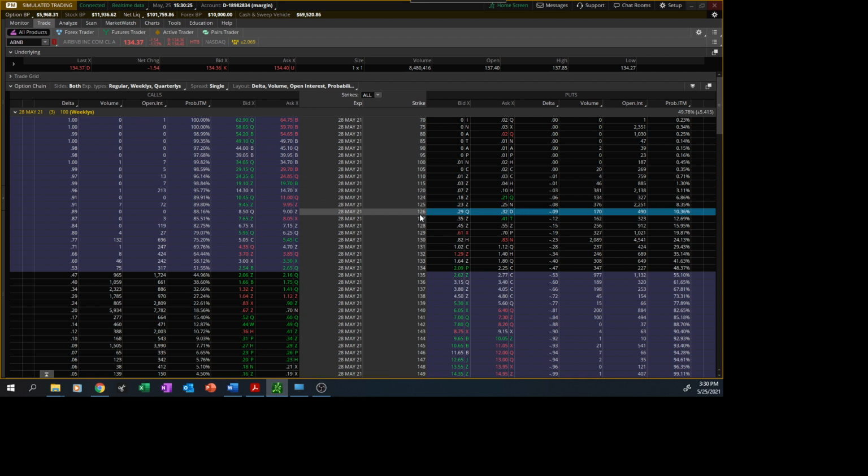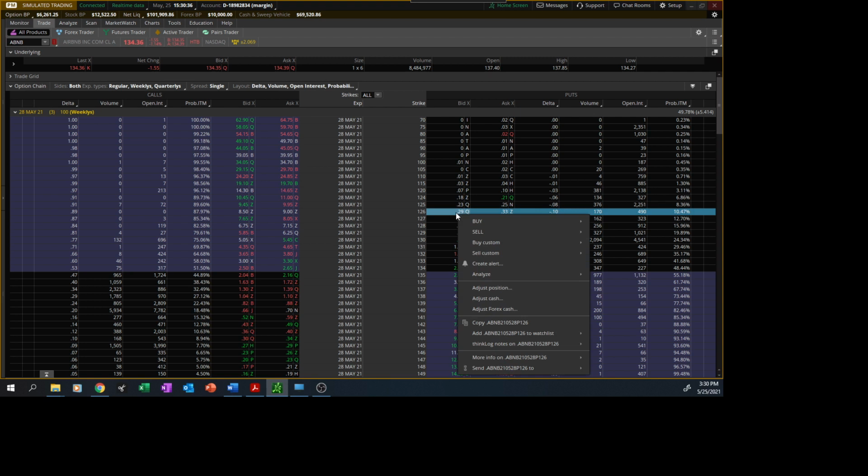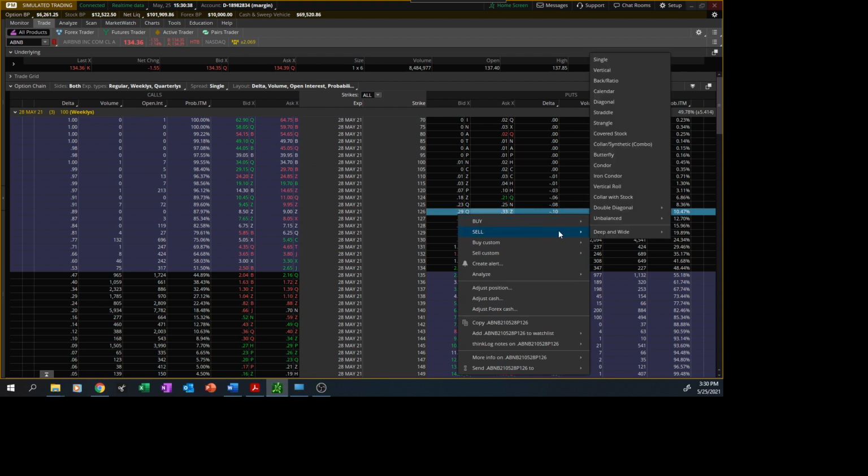The easiest way probably to set this up is right here on the bid, because we're looking to sell, so we have to find a bidder for this, and someone's bidding 29 cents for it. So we're going to right click on this and sell a strangle. So right there.